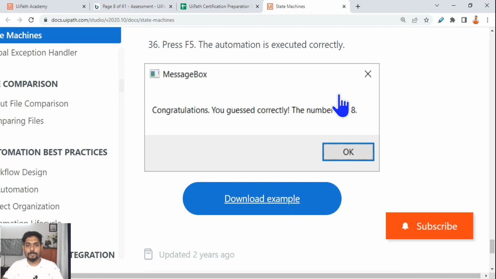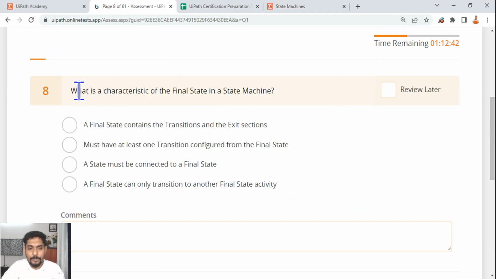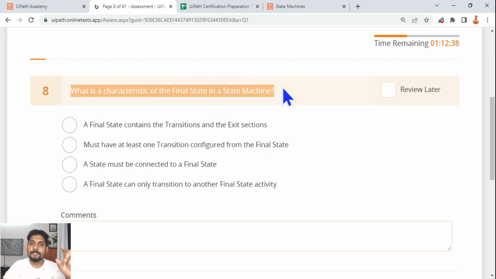So let's see if you can answer this question. What is the question here? What is the characteristic of the final state in a state machine? What are the things we learned about the final state? Just to recap, you can have multiple final states, and the final state has only entry, right? It doesn't have exit or transition. So with that, let's read these options.